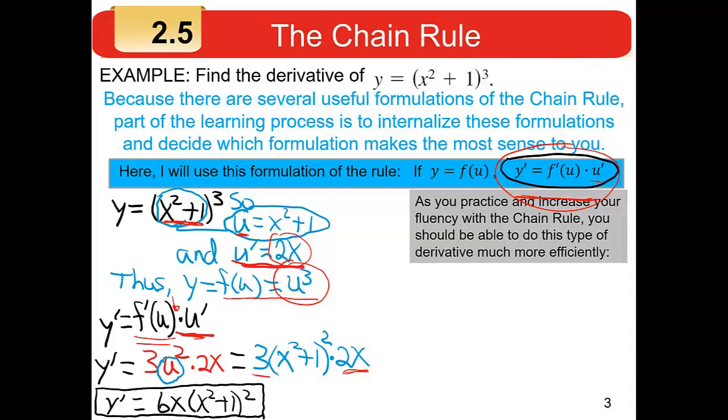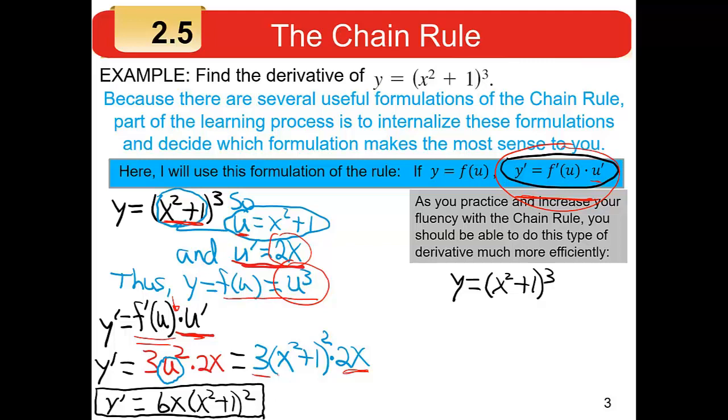So anyway, let's do this again. And I'm going to model the way I want you to be able to do it by the time you've really learned what this rule is telling you to do. So let's do it again. The function is y equals x squared plus 1 to the third. The chain rule says basically you take the derivative of the outside function and then multiply it by the derivative of the inside function. Well, the outside function here is the thing that gets cubed.